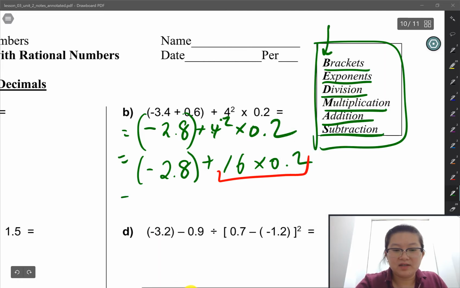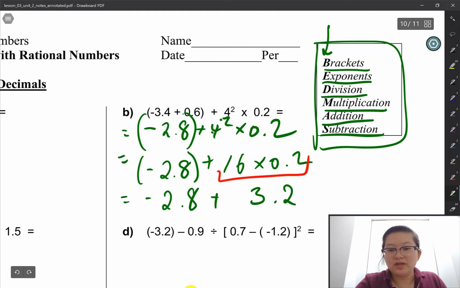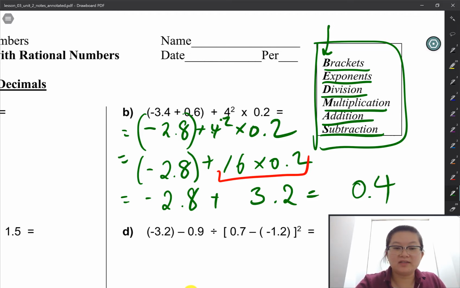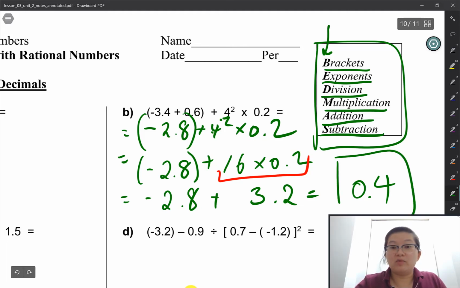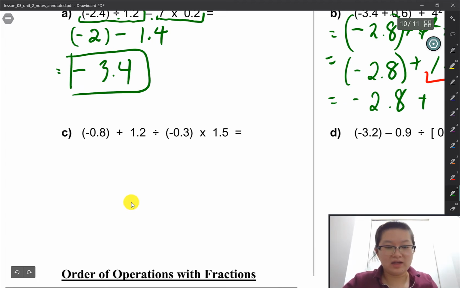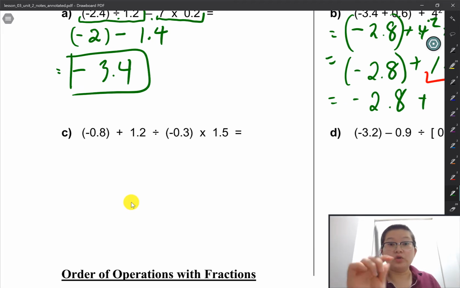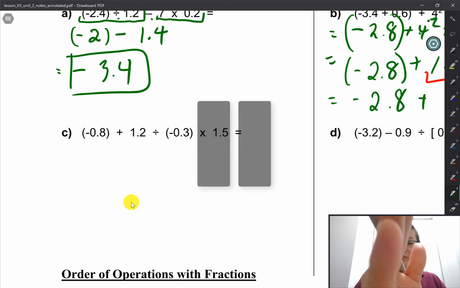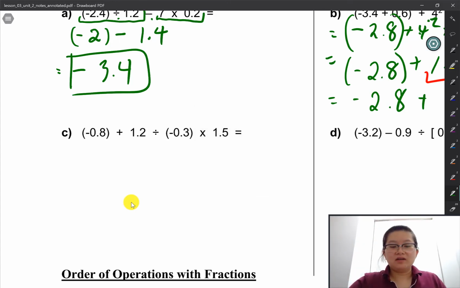We get negative 2.8 plus 3.2. And if we add these two together, this is going to give us a remainder of 0.4. So 3.2 minus 2.8 gives us 0.4. Okay, next up here. You know what? This might be a good time for you to try this problem. Please pause the video.